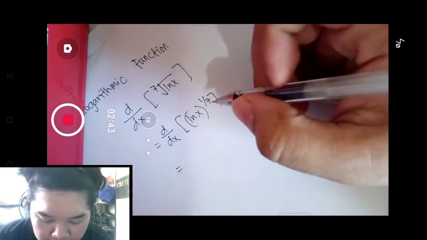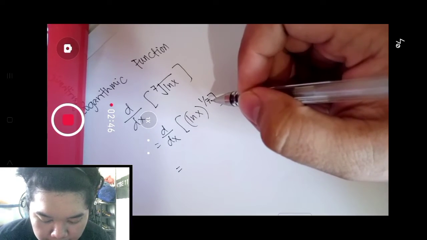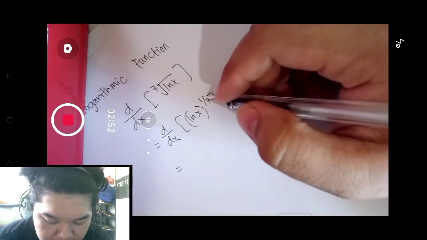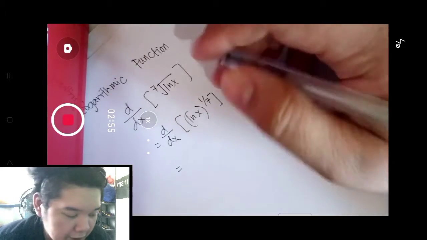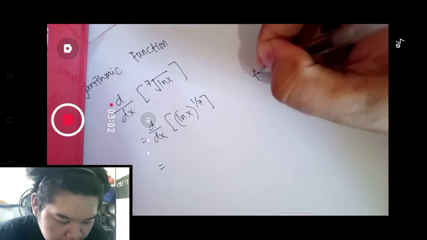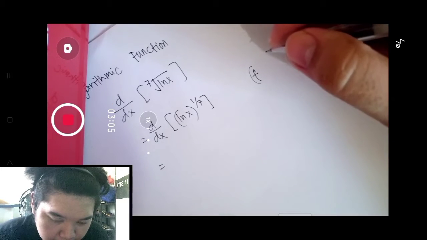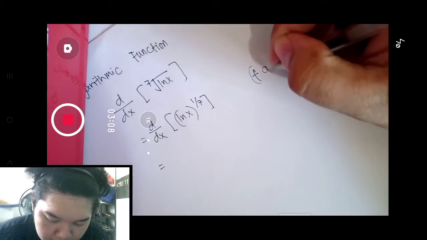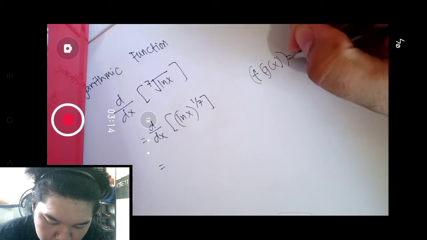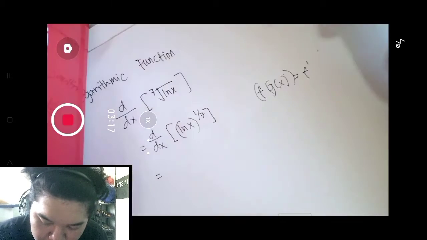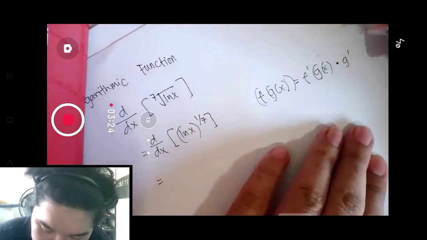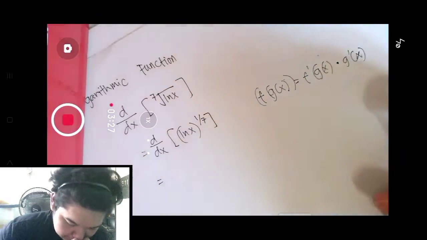Since the exponent applies not only to one part but to the whole ln x, we can't just apply the rule directly. We're going to apply the chain rule: if you're differentiating a composite function, for example f of g of x, it is equal to f prime of g of x times g prime of x.